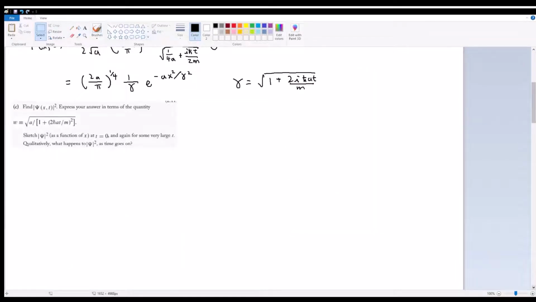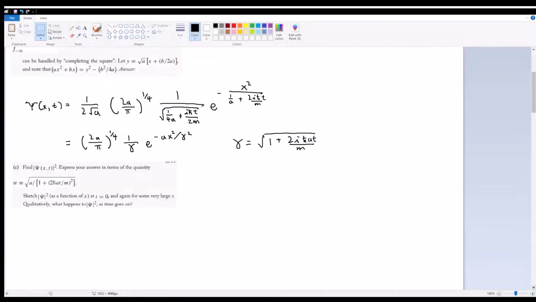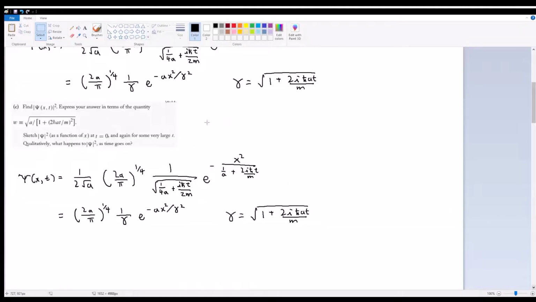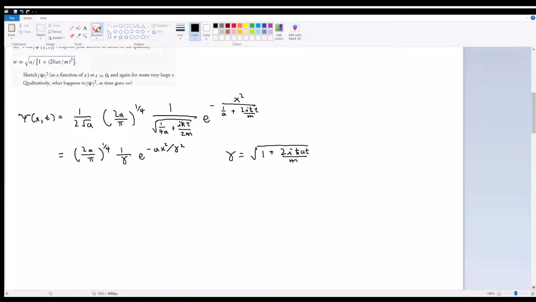Okay. Part C, we want to find the magnitude squared of psi of x comma t. So we have everything that we've already defined up here, and we can just take this and take the magnitude squared, because we have everything in this nice format in terms of gammas. So we can just add on a factor that gamma star is equal to square root of 1 minus 2i h bar at over m. So what's this going to give us?